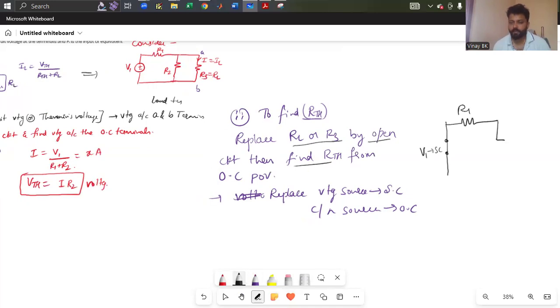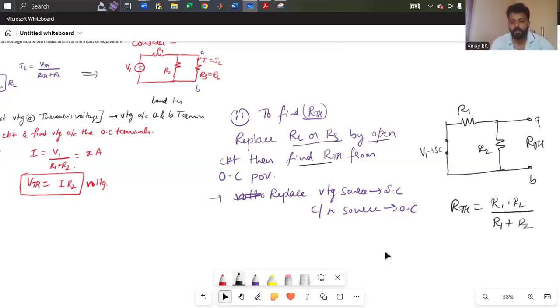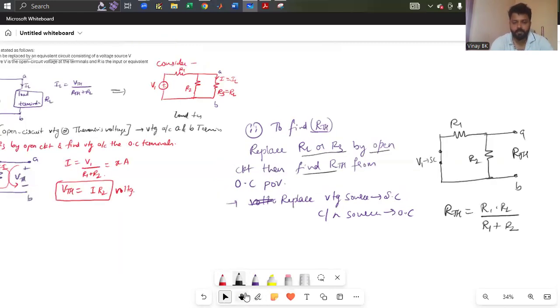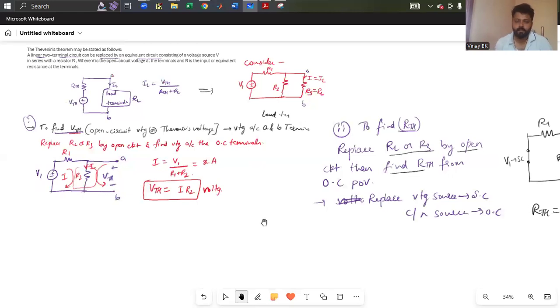R1 and R2, and replace the load resistor by open circuit. From this point of view, you need to find RTH. So RTH is nothing but R1 parallel to R2. So RTH, or R equivalent, is given by R1 into R2 divided by R1 plus R2. Once after knowing all these, you need to draw the equivalent circuit diagram of Thevenin's theorem. Then you need to find IL.